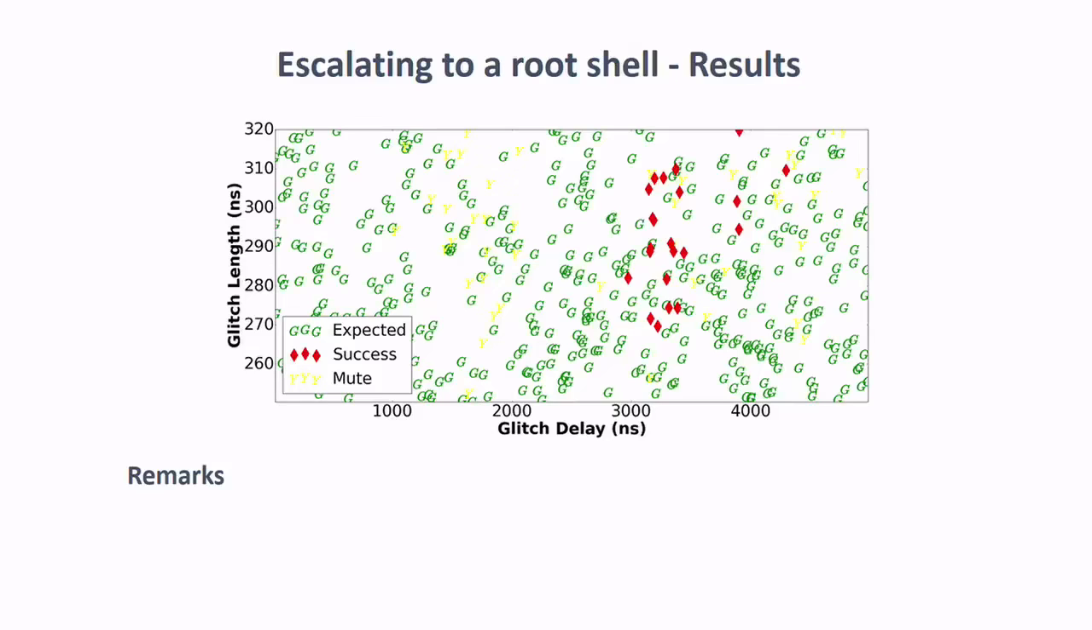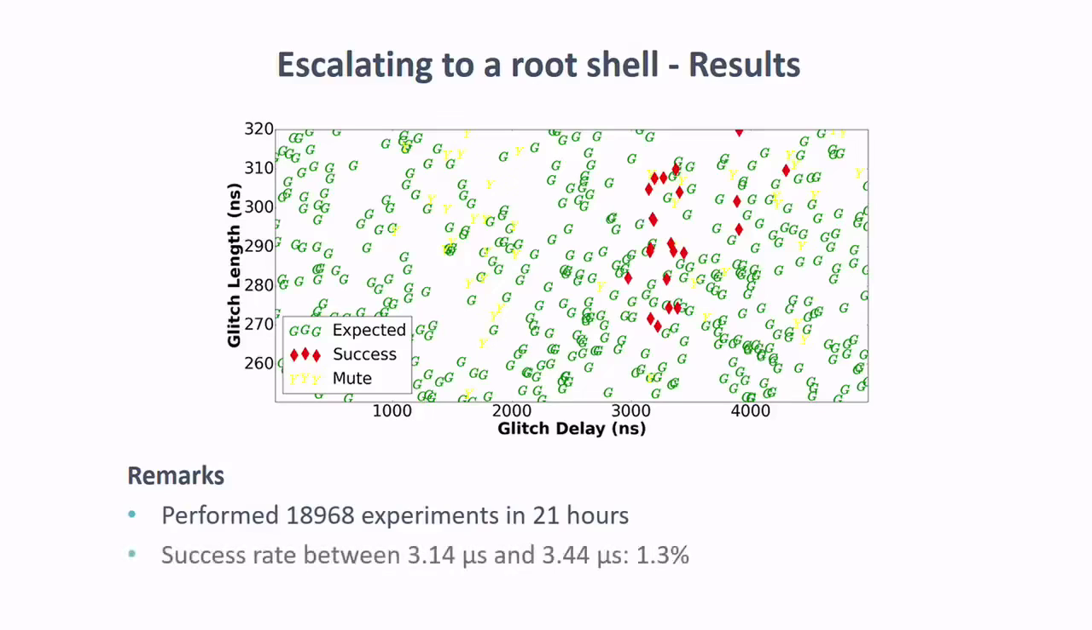What is interesting here is that we did this amount of experiments in 21 hours. We see that within the window of time, there is quite a 1.3% success rate. So if we set the glitch delay once we have found it, we know that basically in 5 minutes we are going to get a root shell, even without a vulnerability.